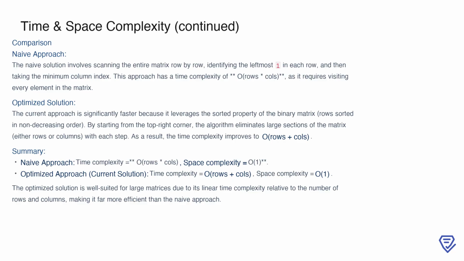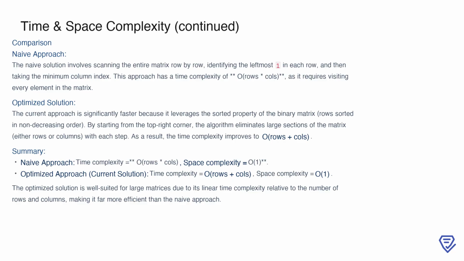individually. In comparison, the optimized solution leverages the sorted property of the binary matrix, which ensures that rows are in non-decreasing order. By starting at the top right corner and eliminating rows or columns at each step, the algorithm avoids unnecessary checks and achieves a time complexity of O(rows + cols).